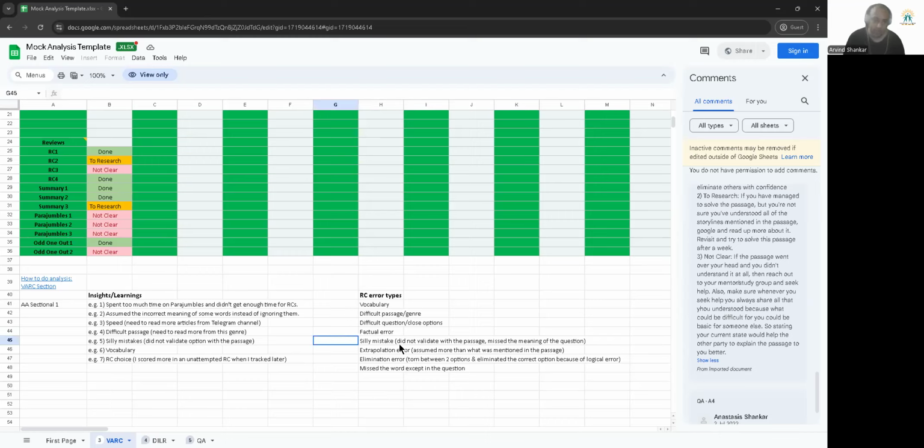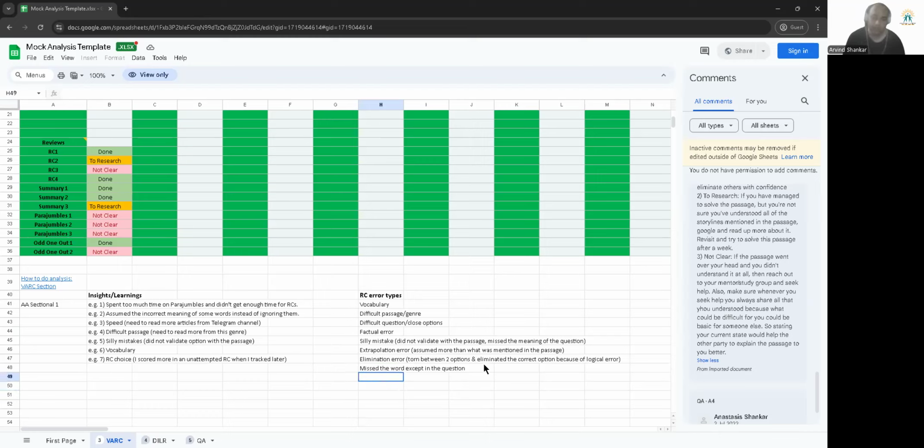Silly mistake, did not validate with the passage, missed the meaning of the question altogether. Extrapolation error, assumed more than what was mentioned in the passage. Passage के अंदर राम going to the market ही लिखा था, लेकिन हमने ये कर दिया कि राम तो market गया तो marketing तो करेगा ही, कुछ ना कुछ तो खरीद ही लेगा. Although that is not the precise meaning of marketing, but ऐसा कुछ.